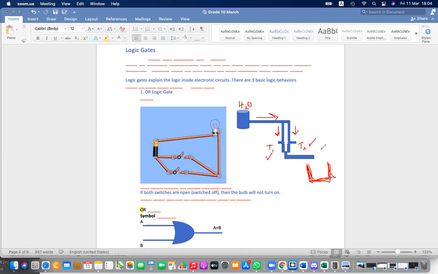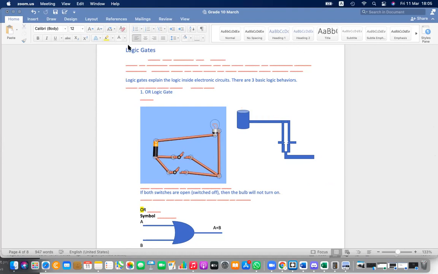Okay, in which situation is it not going to fill? When both the taps are closed. Yeah, if both the taps are closed, then you have no option. Right? No option means you are not going to fill the bucket.